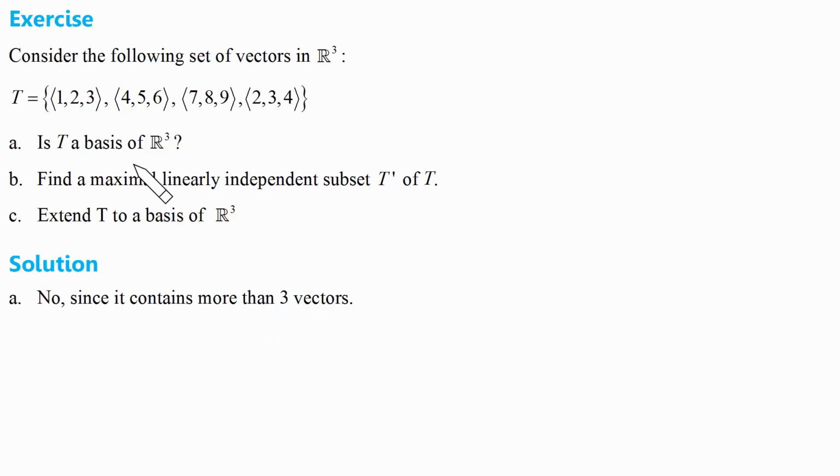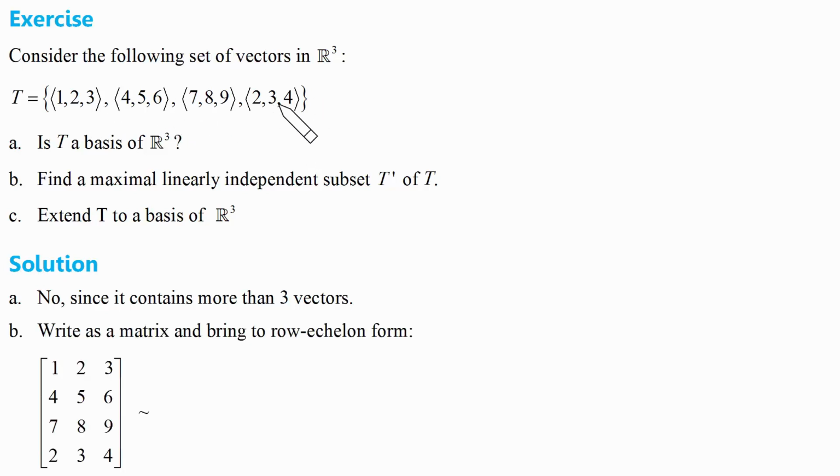So in part B, what if I rephrase this? We want to take maybe less than T, part of T, that will be linearly independent. Maybe throw out the last one, maybe throw out the last two, until we just get linearly independent ones. Now, how do we do that systematically?